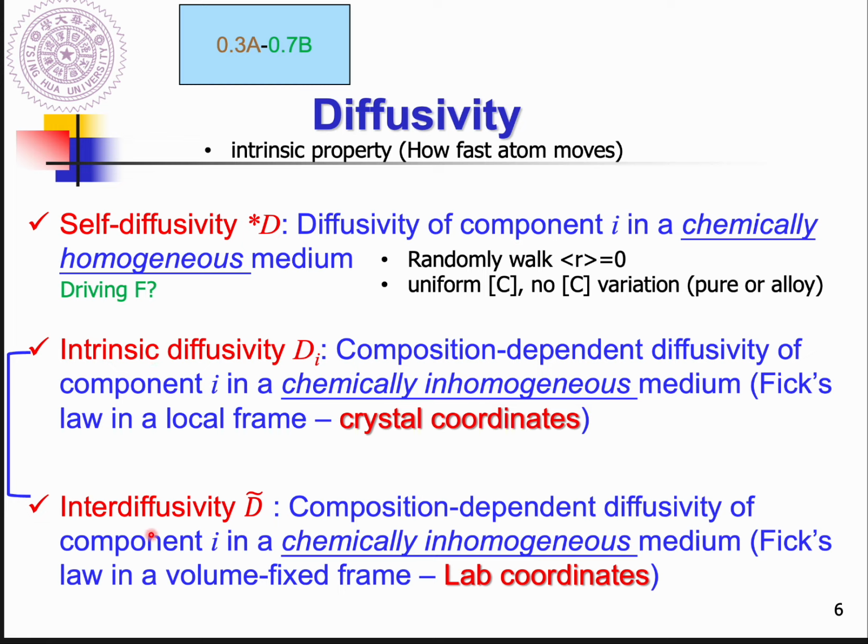We still have two diffusivities. The first one we call intrinsic diffusivity, D, and the third one is interdiffusivity, D with a hat.